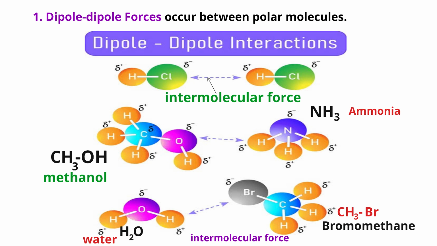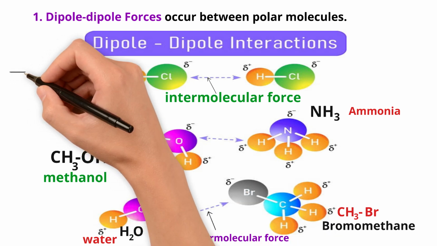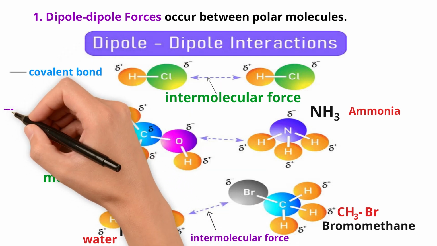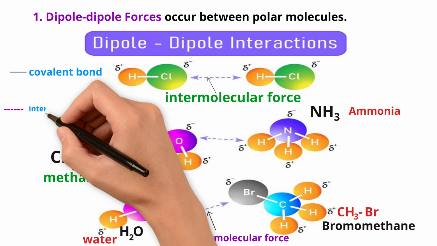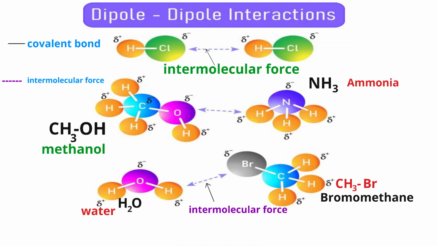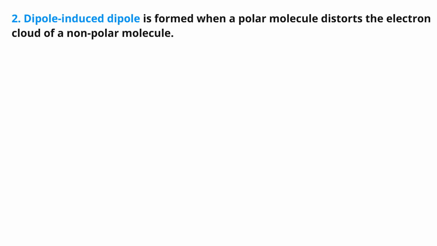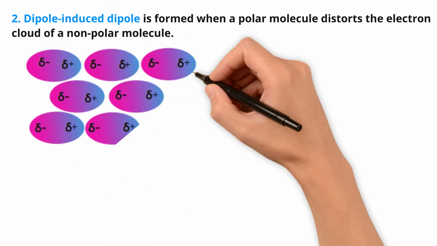Again, 2 HCl molecules form intermolecular force between them because HCl is a polar molecule. There is charge separation, and the solid line here is covalent bond, and the broken line here is intermolecular force. The second type of intermolecular force is dipole-induced dipole force, which is formed when a polar molecule distorts the electron cloud of a nonpolar molecule.